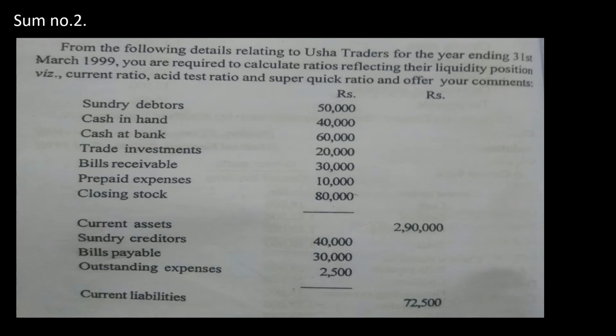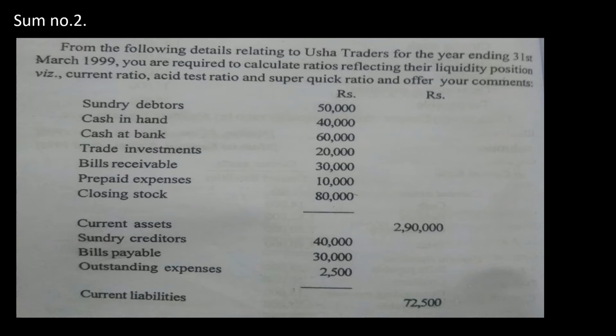Now the next sum. From the following details of Usha Traders for the year ending March 1999, you are required to calculate ratios reflecting the liquidity position: current ratio, acid test ratio, and super quick ratio, with your comments. Acid test ratio is nothing but liquid ratio. Super quick ratio is nothing but cash position ratio. First, as we did earlier, we have to list out current assets and current liabilities. It is already given in the sum itself. The current asset total is 2,90,000. The current liability total is 72,500.